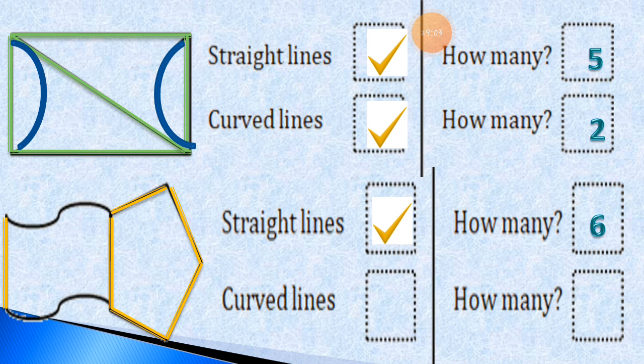So total there are 1, 2, 3, 4, 5 and 6. 6 straight lines are there. So we can write down 6. Total there are 6 straight lines. Then the curved lines? Yes, curved lines are there. See this, here I drew in blue color. So total there are 2 curved lines in the picture.